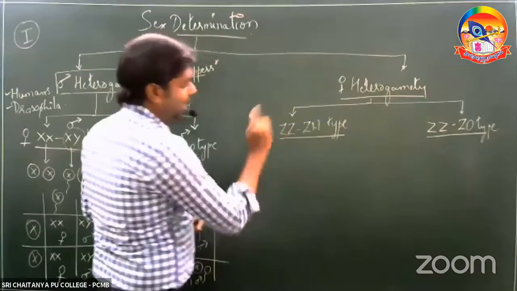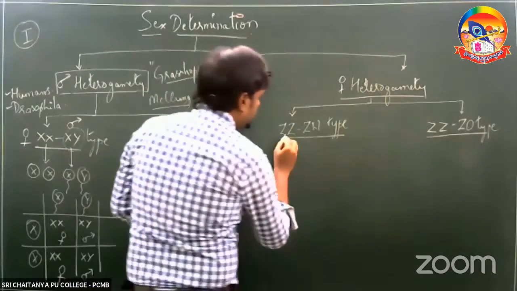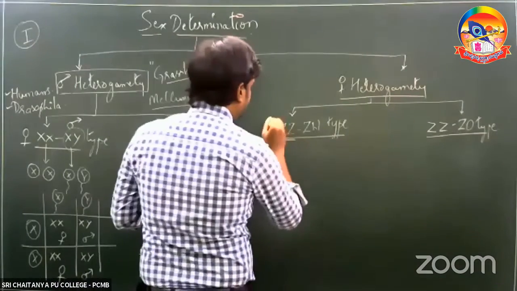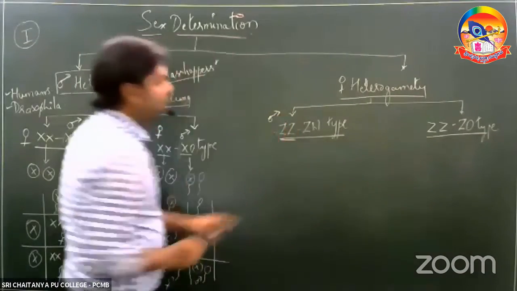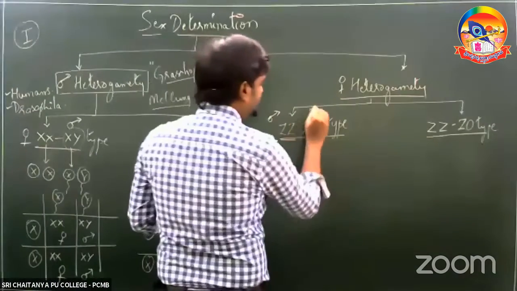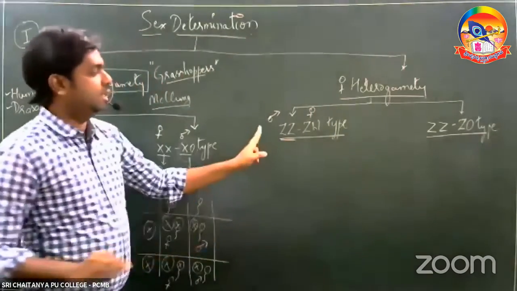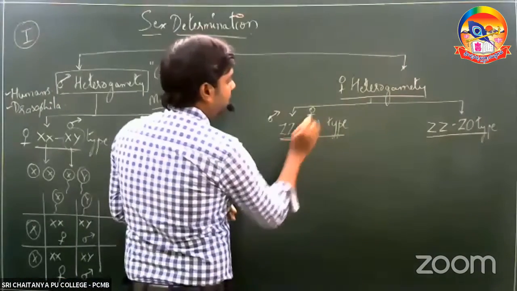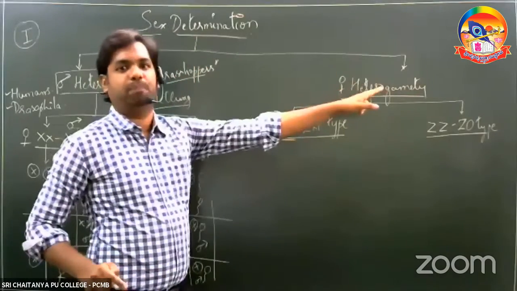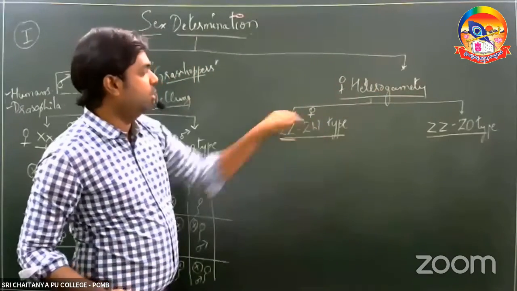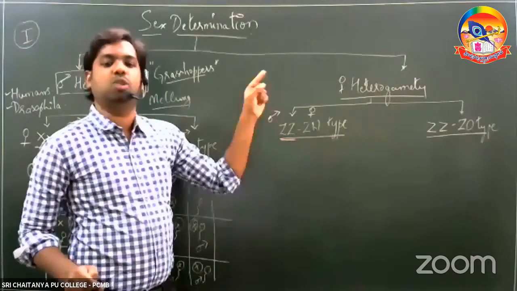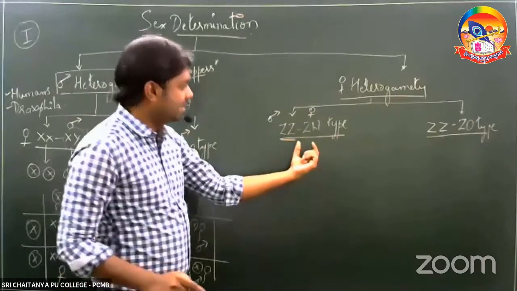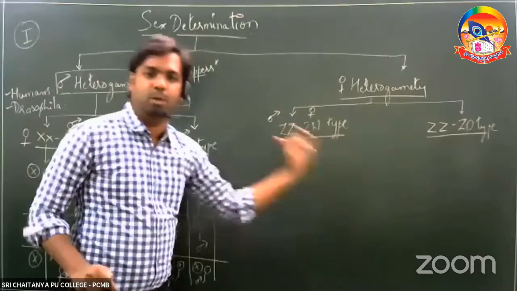Now, which is male and which is female here? Since we are talking about ZZ chromosome, which is homogametic, this ZZ will be the male individual, whereas ZW would be the female individual, right? So ZZ would be male, ZW would be female. Why is ZW a female individual? Because we are talking about female heterogamety. So females are the ones responsible for producing two different types of gametes. One gamete would have Z chromosome, one gamete would have W chromosome, right?